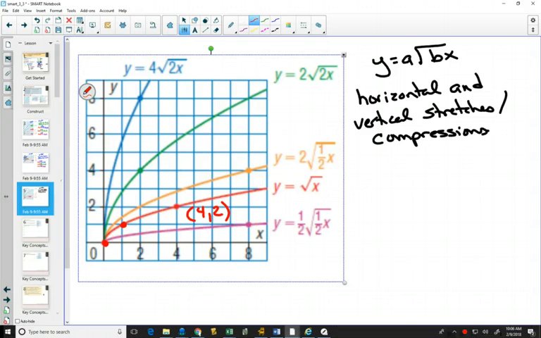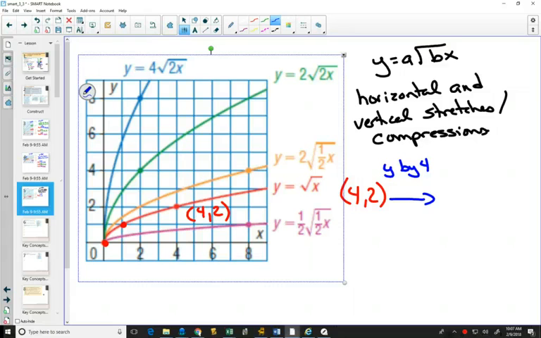And when you're showing your work, what you're going to do is you're going to say, I'm going to take my point 4, 2, and start with my blue one. If I was looking at that blue graph, I see that I have a 4 outside of my function. That's going to affect my y values. And I'll make a little note here that I'm going to take my y values and multiply them by 4, because that's what that 4 outside is going to do.